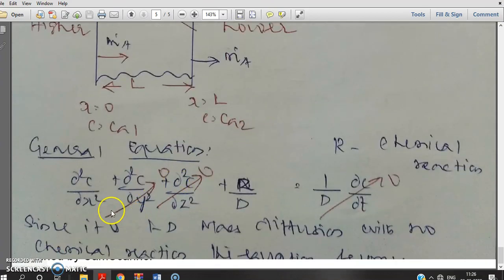So the general equation is del squared C by del x squared plus del squared C by del y squared plus del squared C by del z squared equals 1 by D del C by del t. Similarly, the same formula has been used in heat transfer. Since it is a one-dimensional mass diffusion equation, the mass transfer takes place only in the x direction.